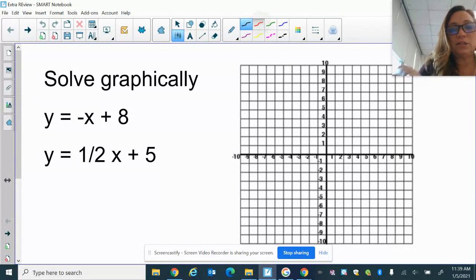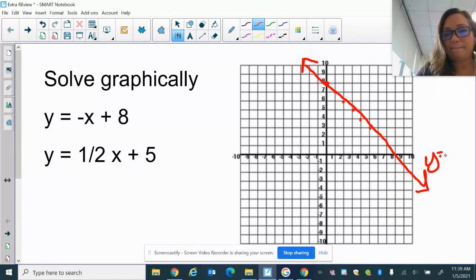All right, so I'm going to graph the first one. The y-intercept is 8 and it's got a slope of -1. You can also use your graphing calculator to help assist you. So now I'm going to graph the second one that has a y-intercept of 5 and a slope of 1/2. So up 1, right 2.